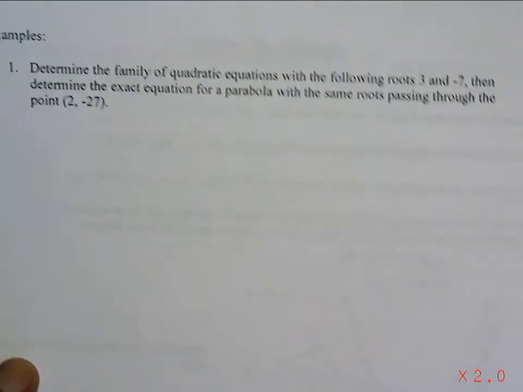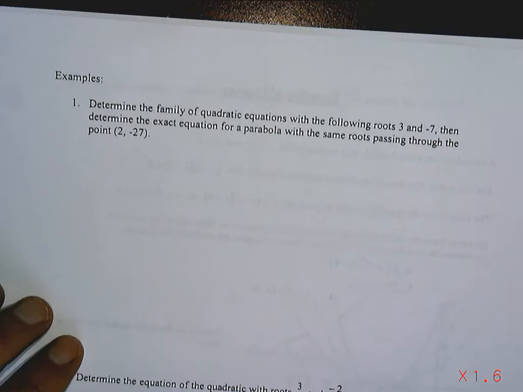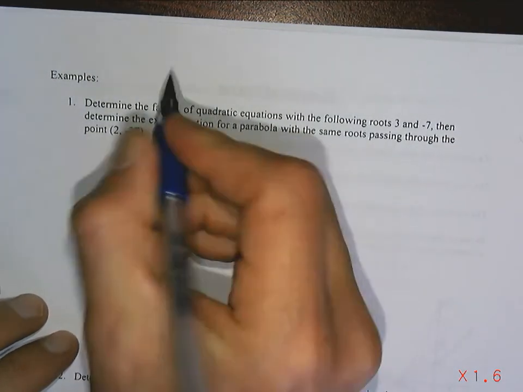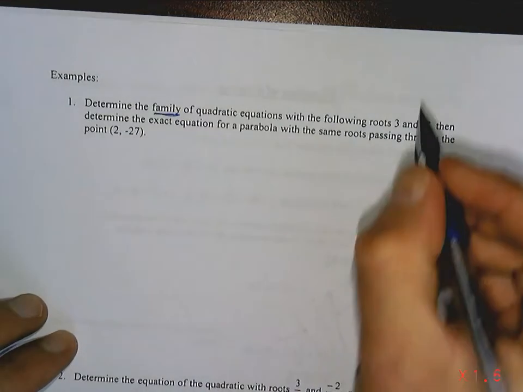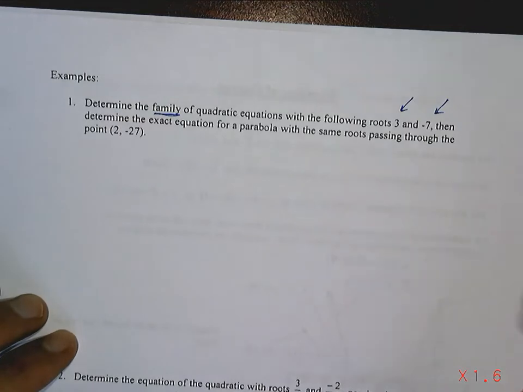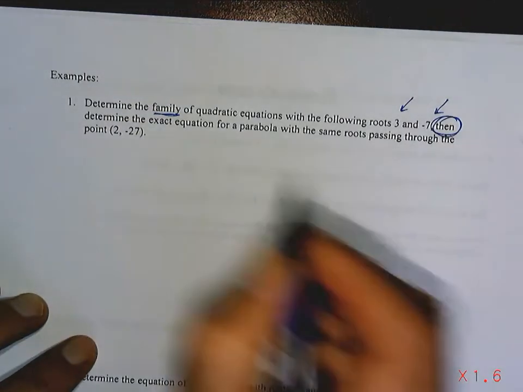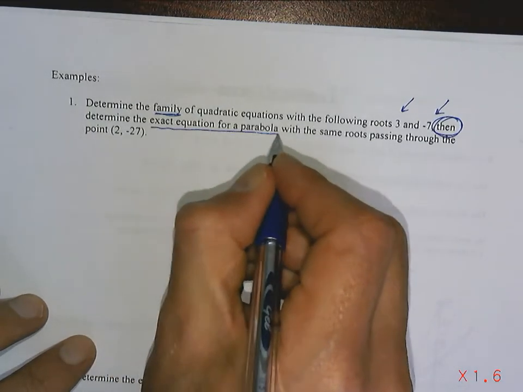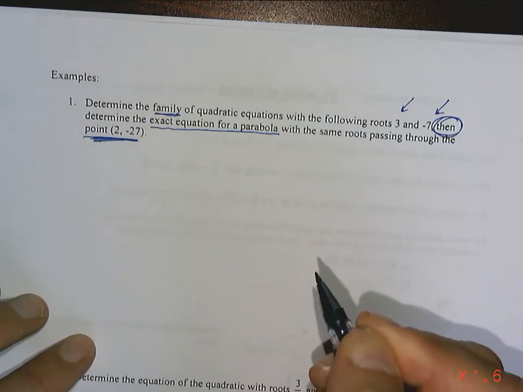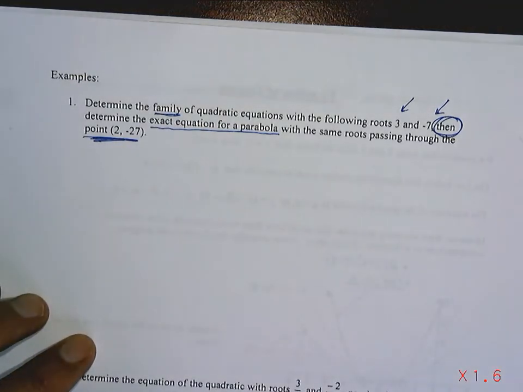Okay. So let's do something. Determine the family of quadratic equations. So I want the family with the following roots. Then, do you see the then? There's 2 questions. Then determine the exact equation for a parabola with the same roots, but passing through this point. There's 2 questions here. First the family, then the specific. So, let's go for it.